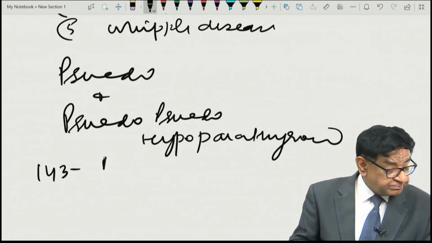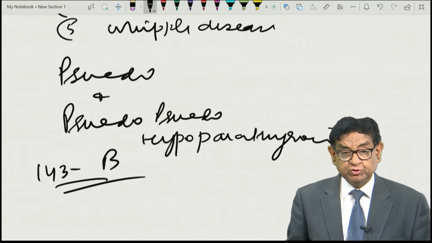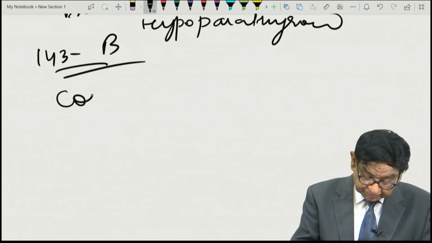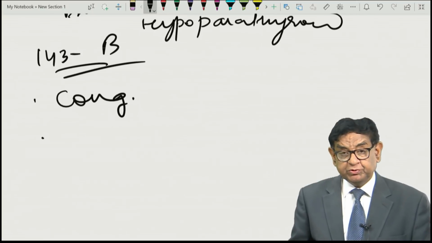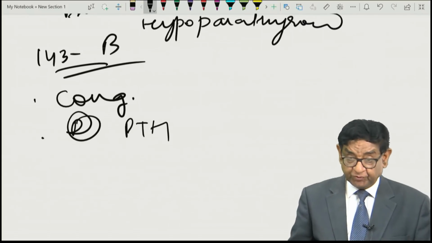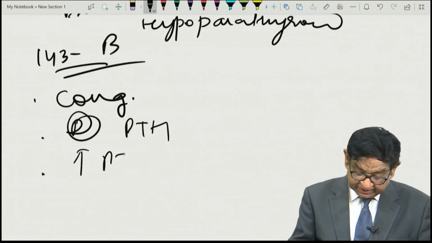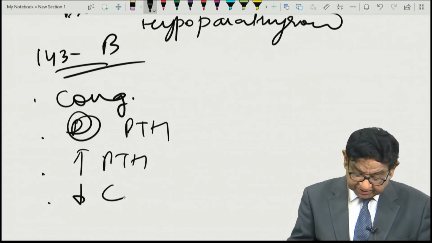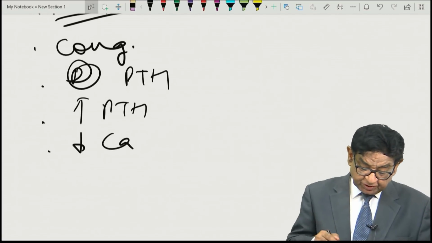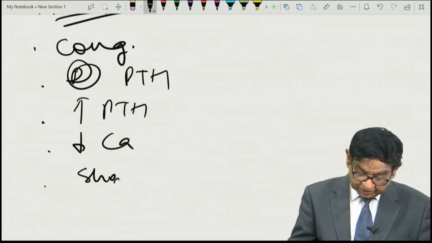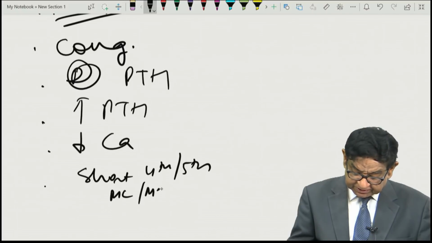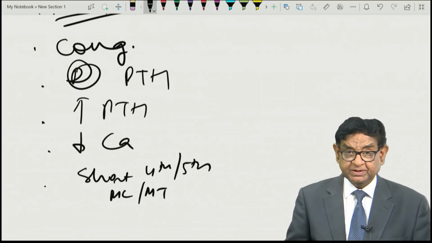Question 143, the option is B. Now let's learn about pseudohypoparathyroidism. Pseudohypoparathyroidism is a congenital disorder where tissues are resistant to the action of PTH. As a result, PTH level is high, but serum calcium is reduced. Okay? And in these patients, classically you get short 4th and 5th metacarpals and metatarsals, as I showed in the picture also.